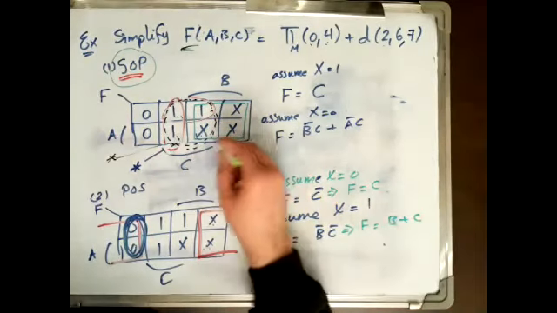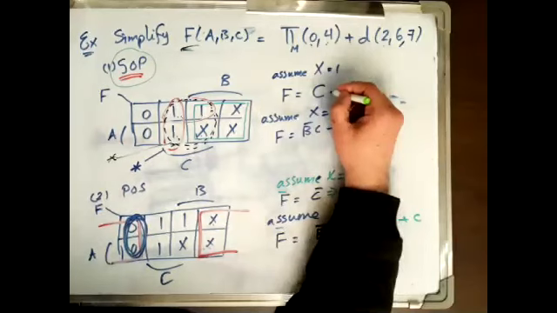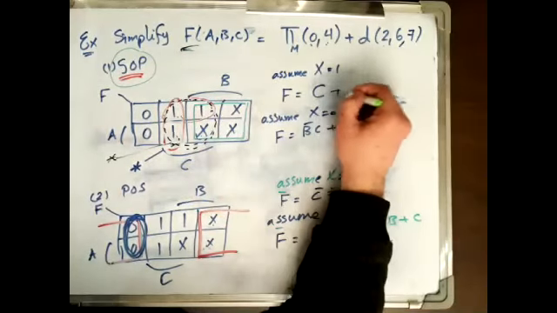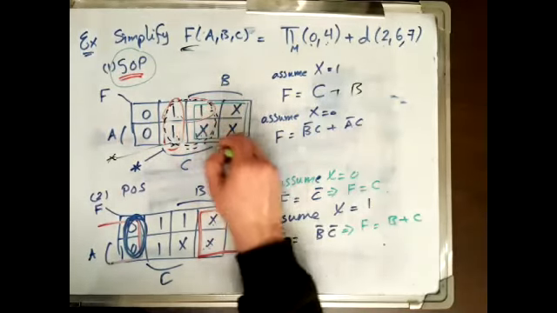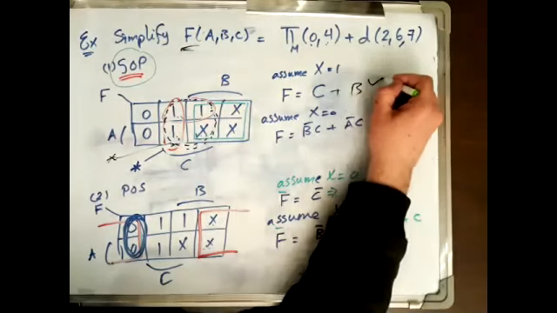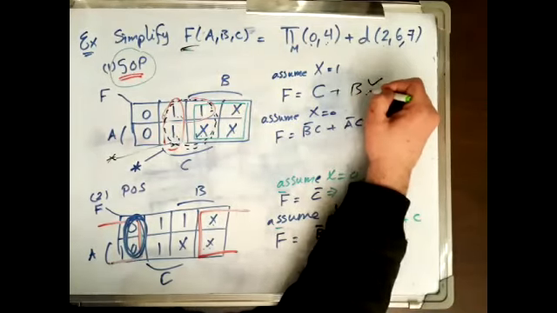So if someone comes here and writes it is C or B, which includes this one, that's fine. It is the same function, but it is not the most optimal one. Okay, it is not the simplest one.